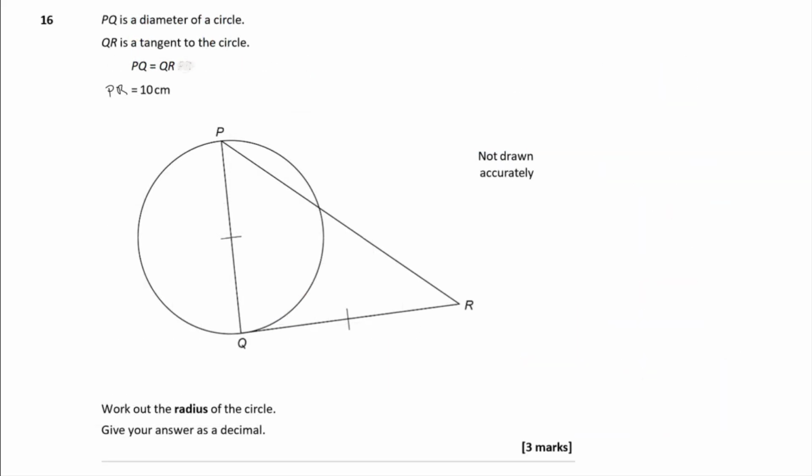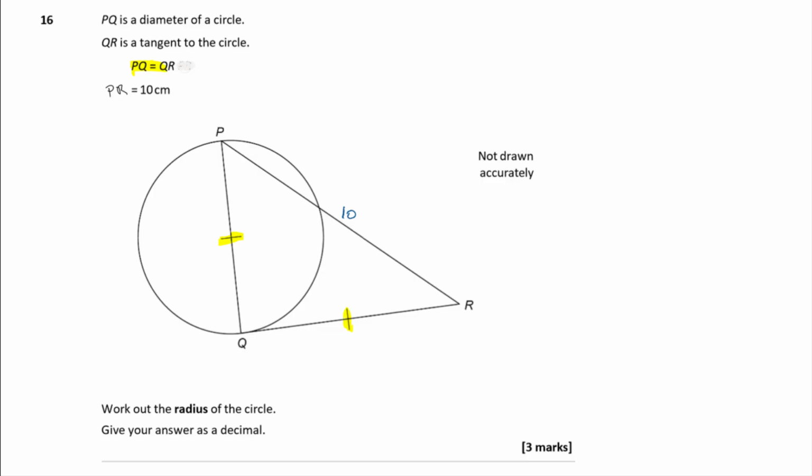Question 16. PQ is the diameter of a circle. QR is the tangent to the circle. We know that PQ equals QR. That's already marked on the diagram, isn't it? By the little marks here and here. That was already there. And we know that PR is equal to 10, which is not on the diagram, so I'm going to write it on. So this distance here is 10.